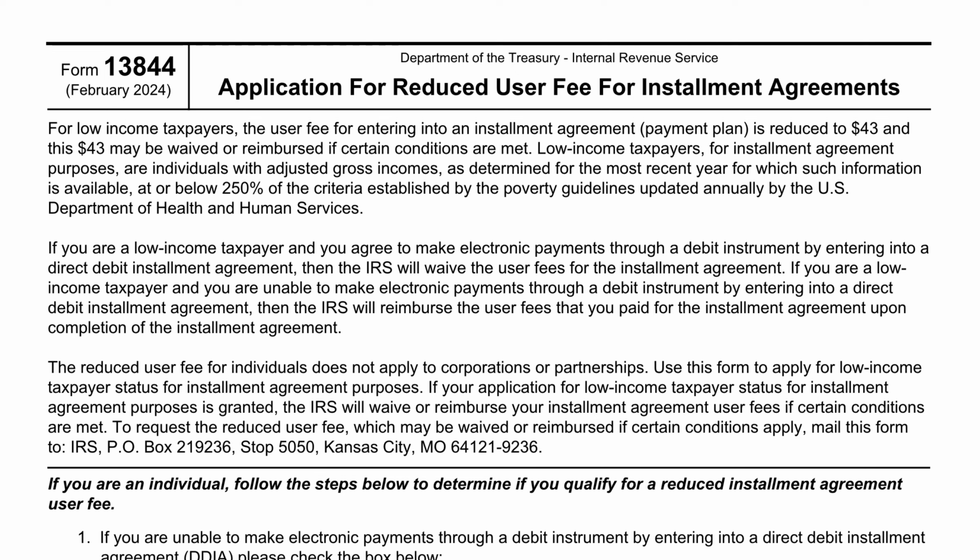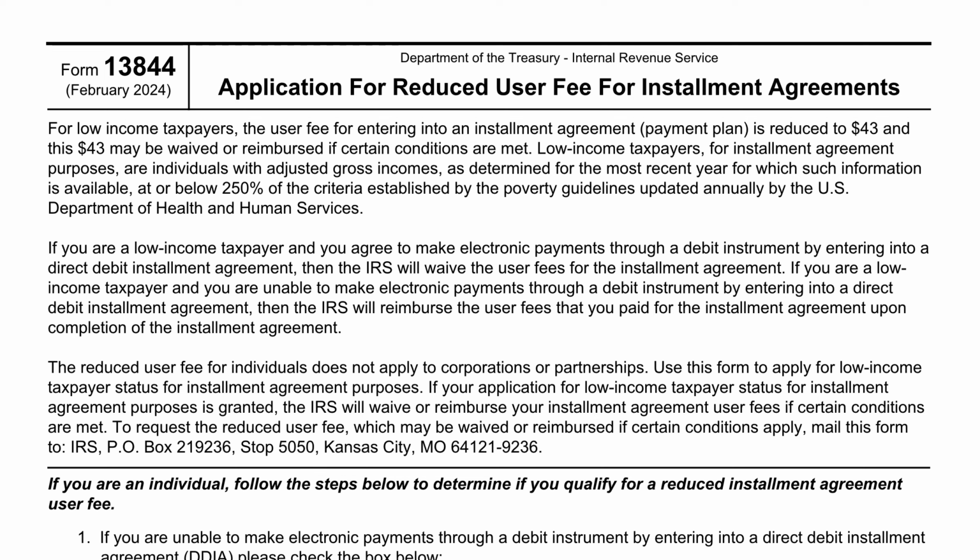So this is a tax form that you might use if you are considered to be a low-income taxpayer who is entering into an installment agreement with the Internal Revenue Service. For installment agreements, low-income taxpayers are able to either reduce or completely eliminate any setup fees that are associated with putting an installment agreement into place.